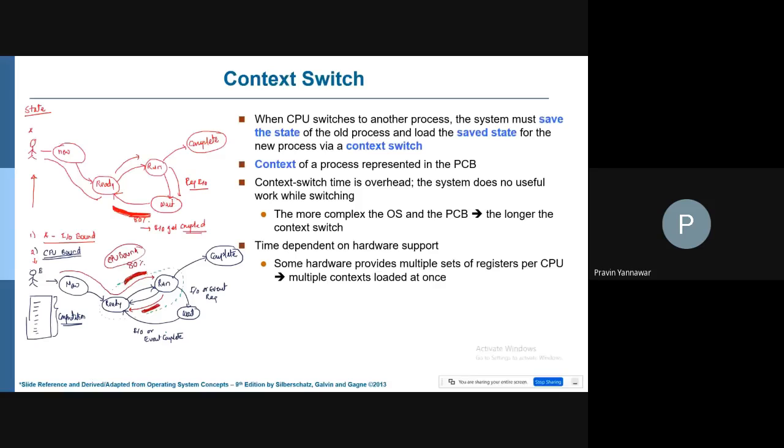Okay, so all states of a process are saved into a process control block, and this is being done by a new process called context switch.